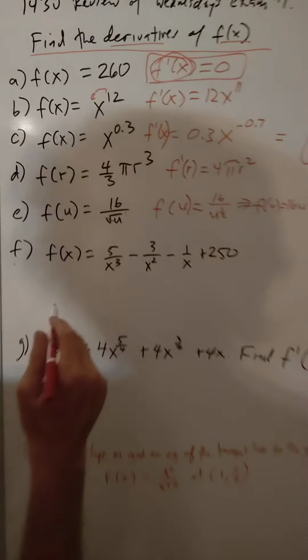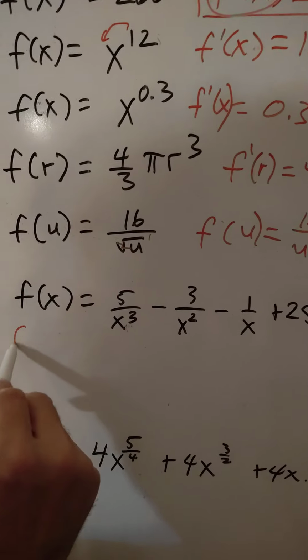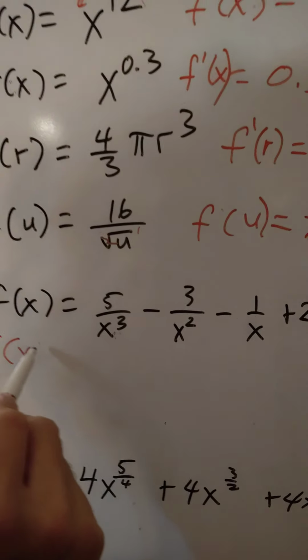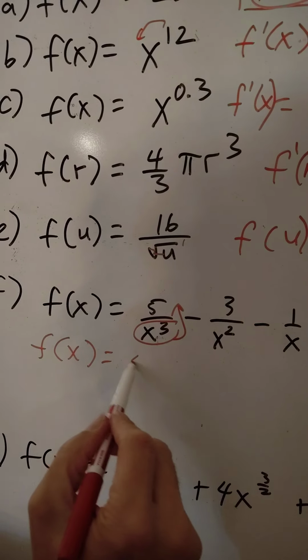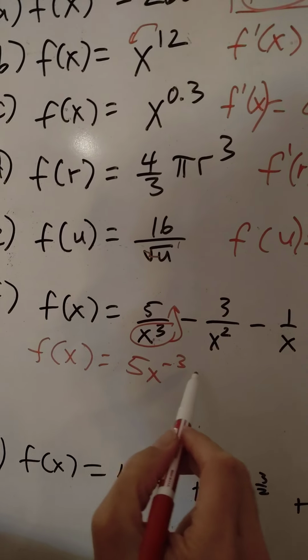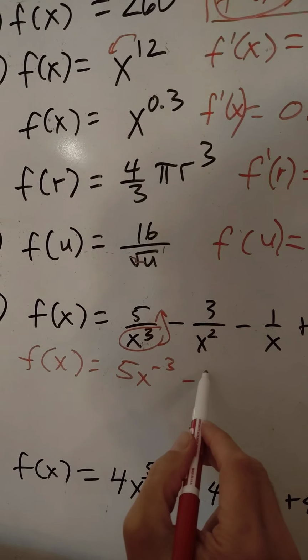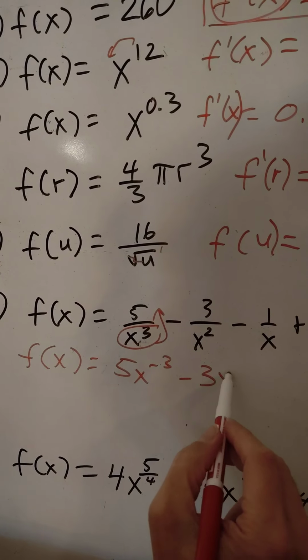The next one is a bunch of terms. Just take the derivative of each term. All right, but before we do the derivative, make it friendly. So still f of x. Another name for x cubed on the bottom is to bring it upstairs as x to the negative 3. So rewrite the function when possible to make your derivative easier.